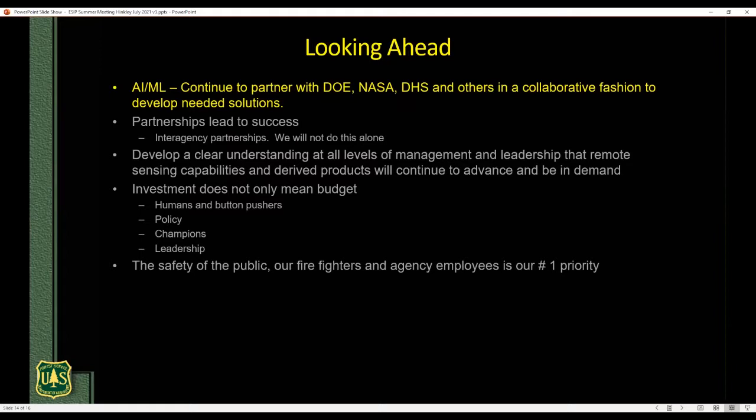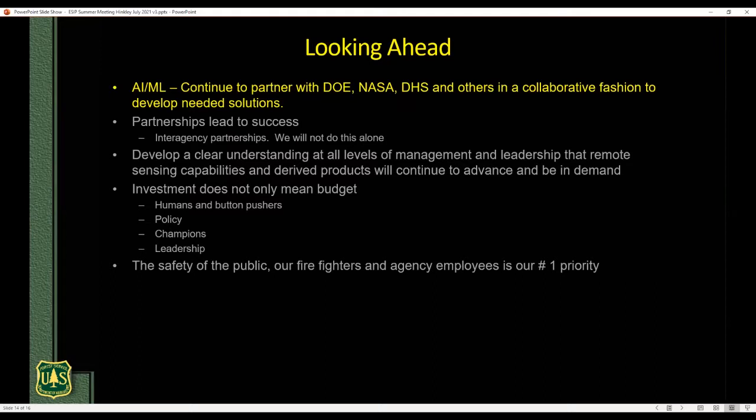We have really great interagency partnerships. We also have 2 working groups, the Tactical Fire Remote Sensing Advisory Committee and the Thermal Working Group. One works the unclassified side, one works the classified side. I'm the co-chair of both of those groups. And we want to be able to develop a clear understanding at all levels of management and leadership that remote sensing capabilities and derived products will continue to advance and be in demand.